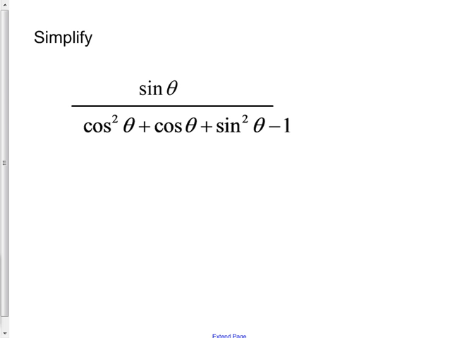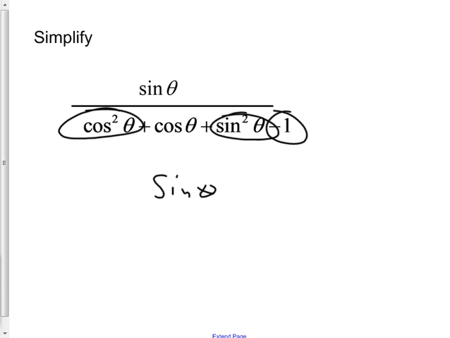I'll do a little rearranging first. Get how that and that guy go together? And what do they make? 1. And you get how that 1 and this minus 1 are going to cancel each other out? And it's sine over cosine, and then that simplifies to tangent. All right, good.